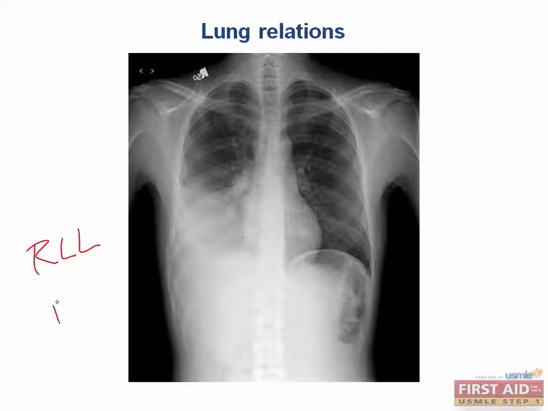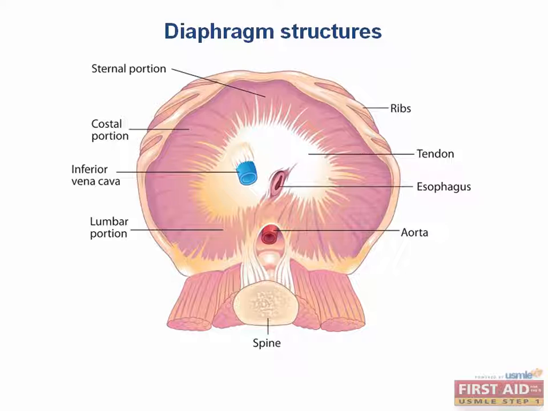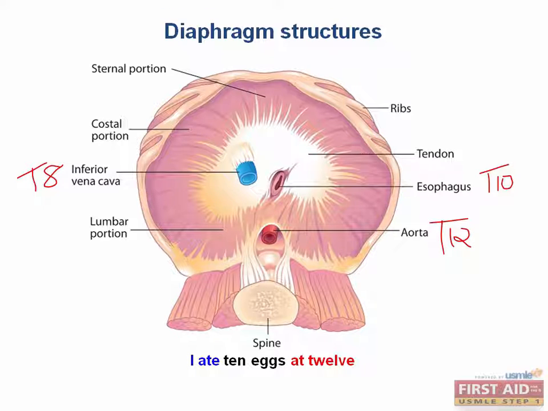In contrast, this is a right lower lobe pneumonia. Here you cannot see the diaphragm at all, and the superior lung space looks clear. From a surgical and radiographic standpoint, there are several important structures that perforate the diaphragm at different levels, and lots of mnemonics you can use. The inferior vena cava, or IVC, passes through the diaphragm at T8. The esophagus and vagus nerve penetrate at T10. And the descending aorta, thoracic duct, and azygos vein enter at T12. Remember this, I ate 10 eggs at 12.